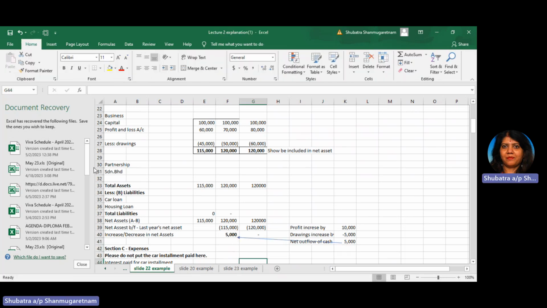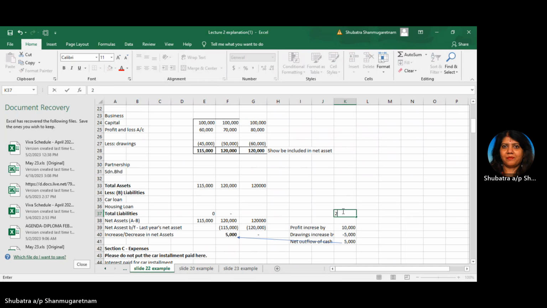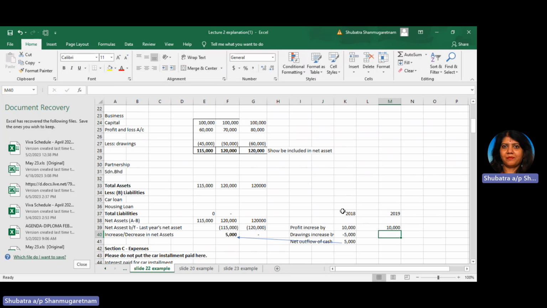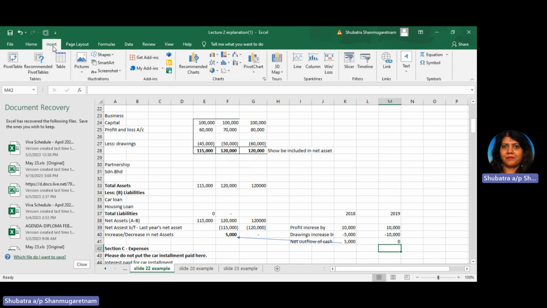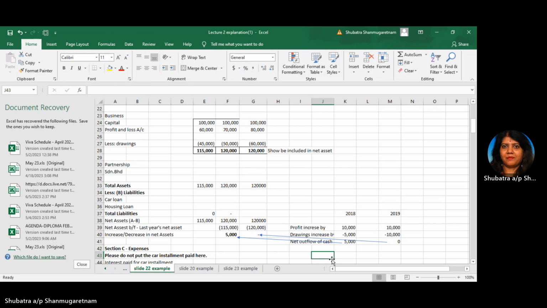All right. Now in 2018, you had 120,000. Last year also 120,000. This year also 120,000. So no increase or decrease in assets. Let's look at it. This is 2018. This is 2019. Profit increased by 10,000. Drawings increased by 10,000. So it balanced out. Whatever profit you made, you took it out. So there is a balance of inflow and outflow of cash. Therefore, no net outflow of cash as reflected here. All right, guys.